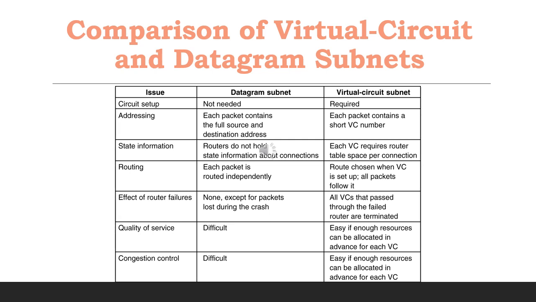Circuit setup in datagram is not required, not needed. We require it in virtual circuit. Addressing: each packet contains the full source and destination address because each packet is independent. They can go from any route whichever they want to, whereas in virtual circuit each packet contains a short VC number because they follow the same route. All packets follow the same route. Then we have state information, then routing, effect of router failures, quality of service, and congestion control.